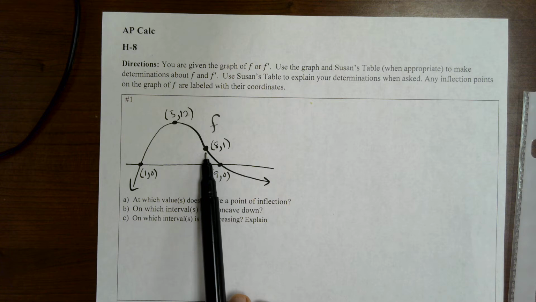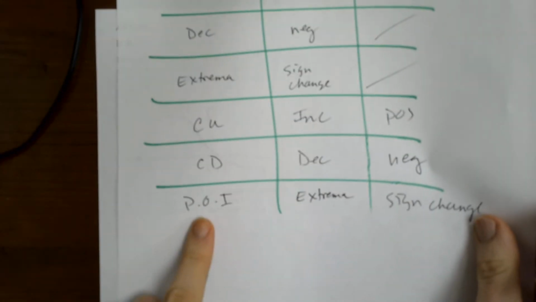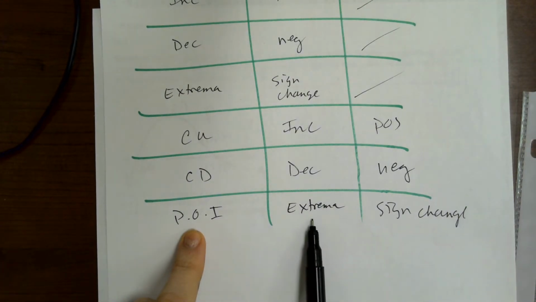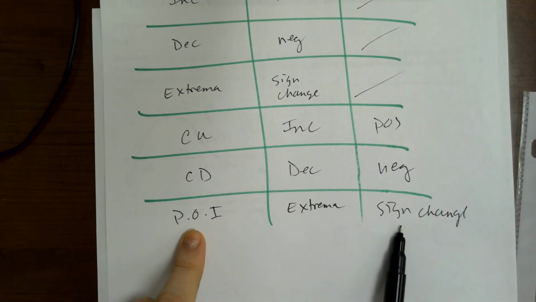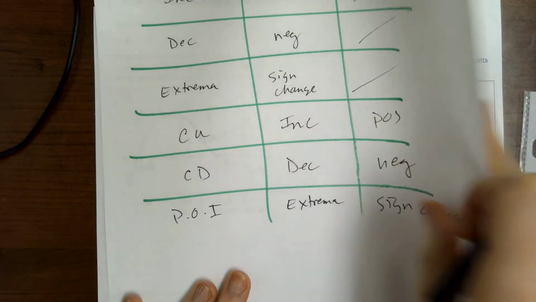This A1 is a point of inflection. This is the graph of F. So a point of inflection on the graph of F is going to indicate an extrema on F prime. It's also going to indicate a sign change on F double prime. Okay, so right off the bat, those are some things that I see.